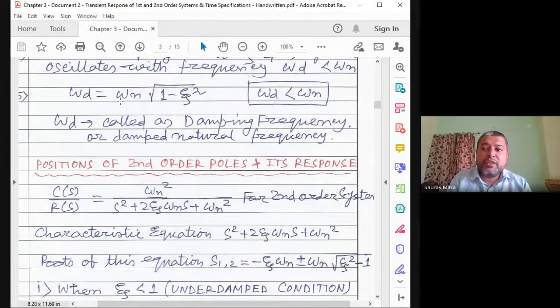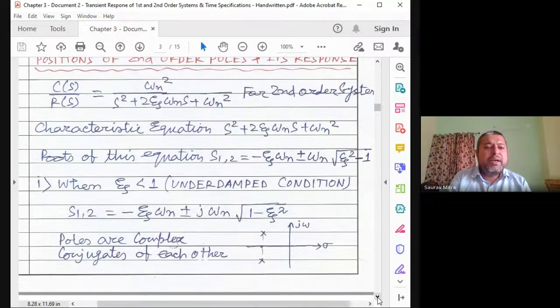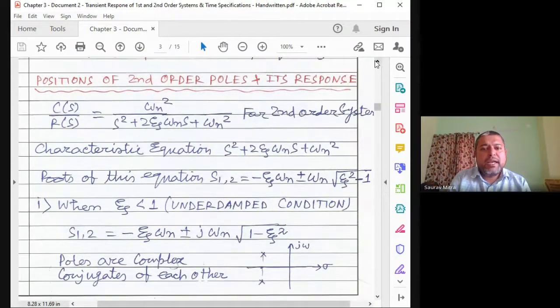So for higher value of zeta, there is no oscillation, and for critical value of zeta, omega d is equal to 0, and for lower value of zeta, that is in between 0 to 1, yes, damped oscillation is there, omega d is equal to omega n root under of 1 minus zeta square. And for zeta equal to 0, omega d is equal to omega n. You substitute zeta equal to 0, you find omega d is equal to omega n. That means the system oscillates with natural frequency. Now all these four things we are going to see by analyzing the position of poles and its response.